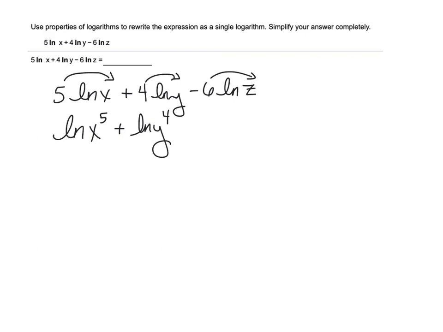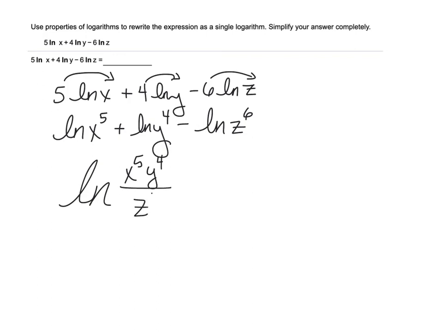Natural log of y to the 4th minus natural log of z to the 6th. All right, so now that we have that, and it's all natural logs, we're ready to combine into one single log. So remember what the rule is. We have the natural log, okay? When we add between the two natural logs, we multiply the terms. So those are multiplied, and the subtraction means we divide.